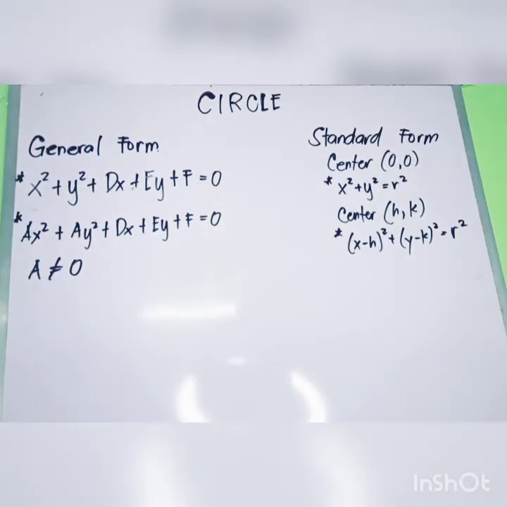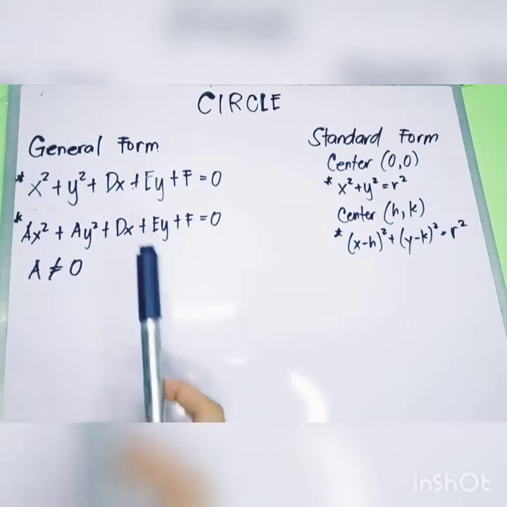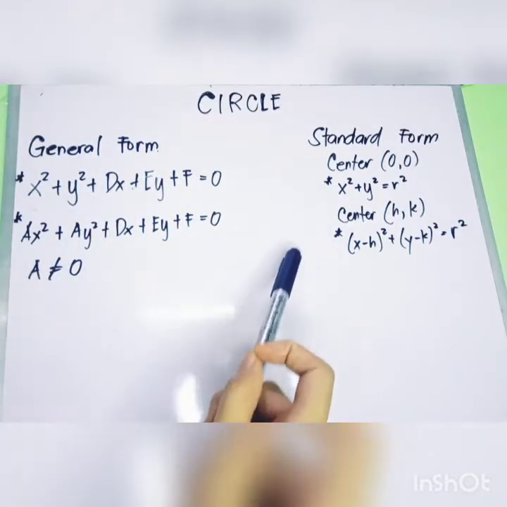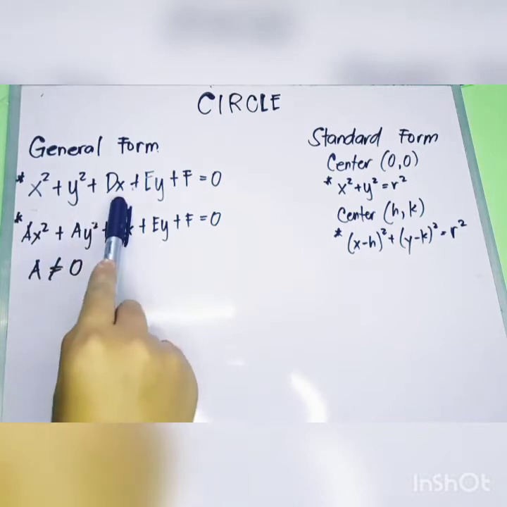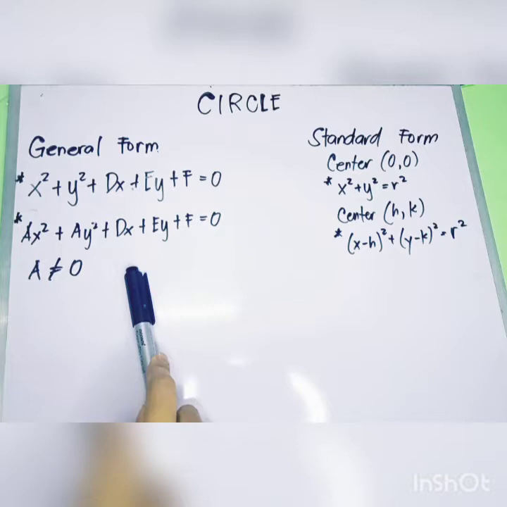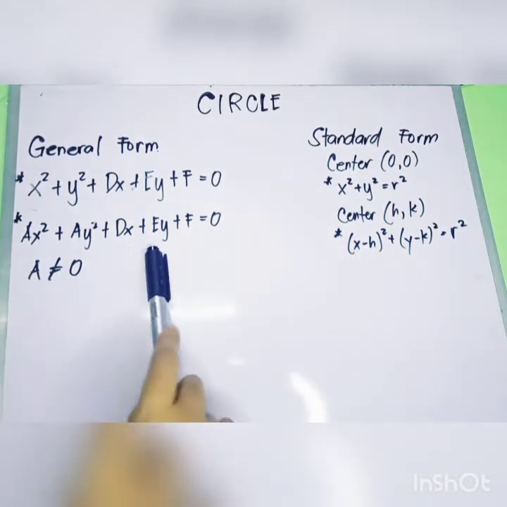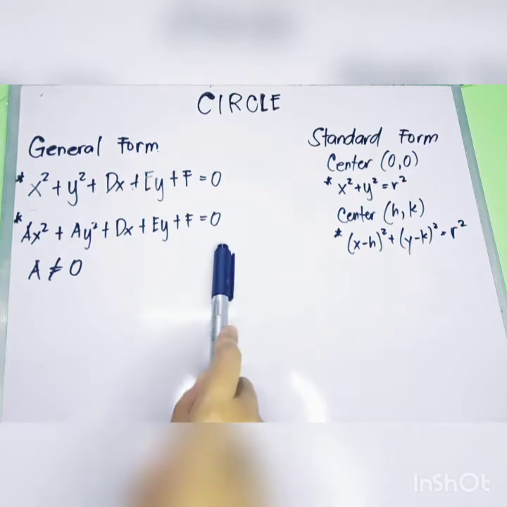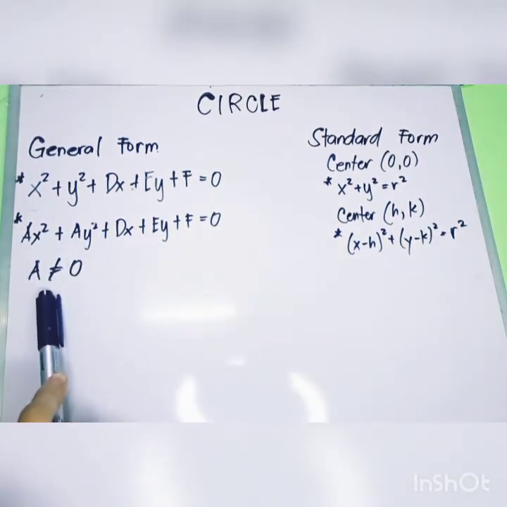So today, we're going to discuss the circle. So a circle, we have two forms. We have general form and standard form. Okay, for general form, we have x squared plus y squared plus dx plus ey plus f is equal to 0. And for the other general form, we have ax squared plus ay squared plus dx plus ey plus f is equal to 0, where a here in this general form is not equal to 0.